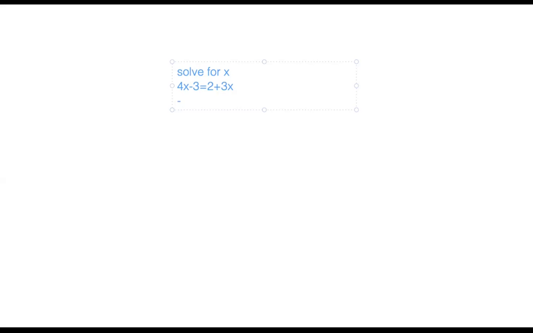So as I said, we'll have to subtract 3x from both sides. 3x minus 3x cancels out. We're left on the right side with 2. On this left side, we have 4x minus 3x, so we're left with 1x, or just x. x minus 3 equals 2. And then from here, we're going to add 3 to both sides. Okay, add 3, add 3.